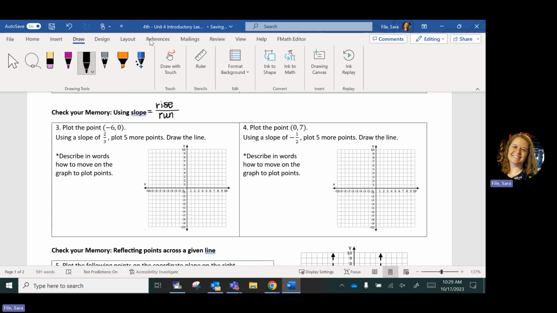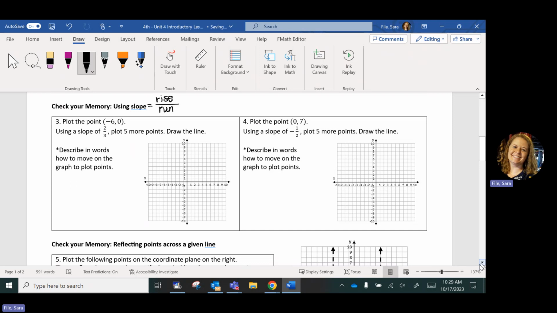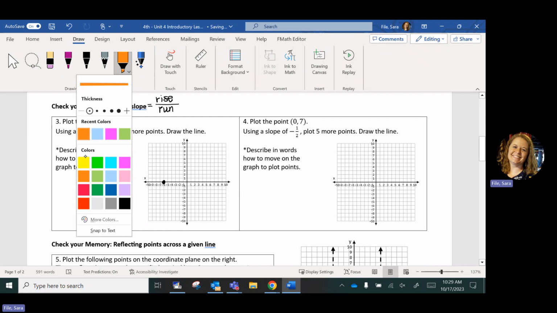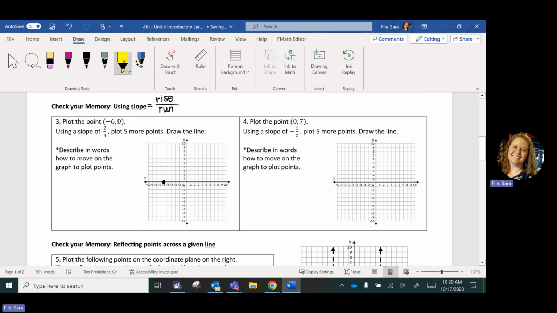So on number 3, they ask us to plot the point -6, 0. So first of all, is -6, 0 an x or y intercept? Yeah, I'm going left 6 and up 0 from my origin. So that's my x-intercept. Okay, so that's the point I'm starting with. Now, they say, okay, I'm starting here. They want us to count our slope of 2/3. It says use a slope of 2/3 and plot 5 additional points to draw this line.